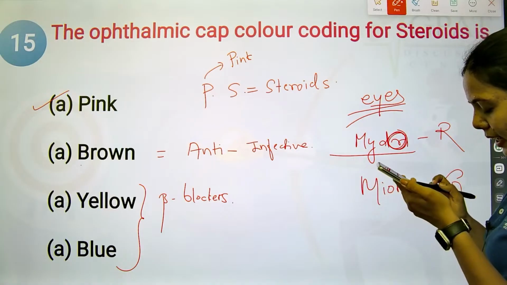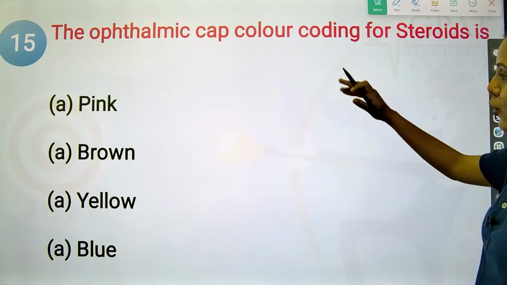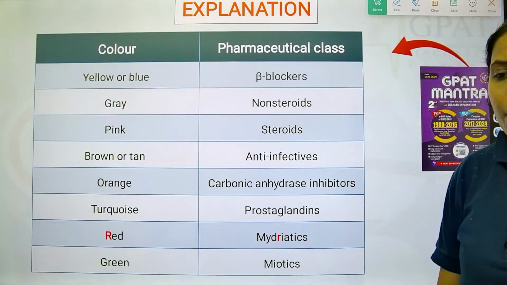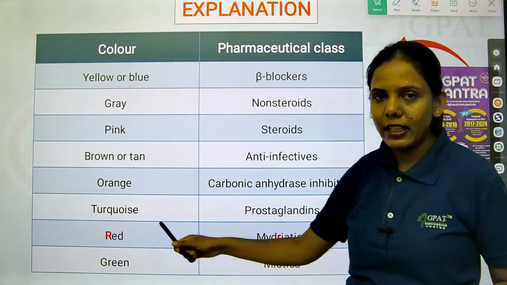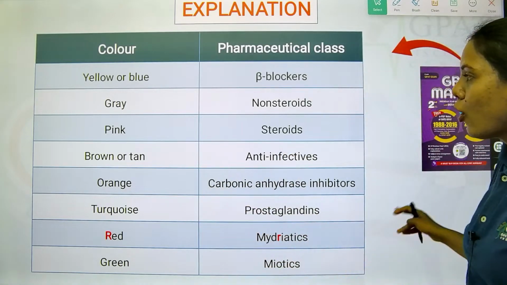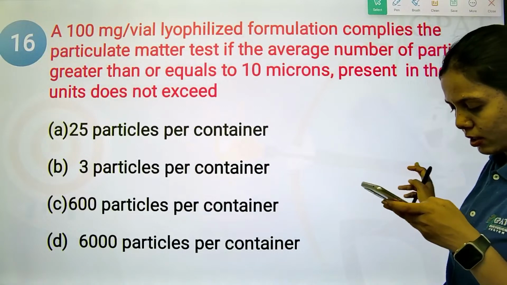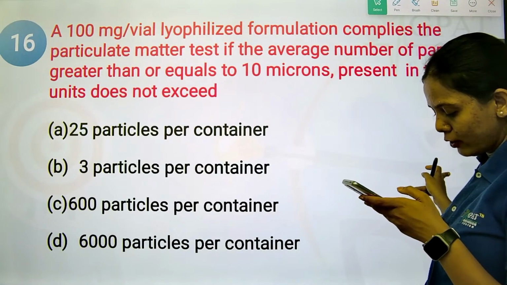Red mydriatics, grey non-steroidal, blue beta blockers. Very good. Chalo. Next question. Pink is the right answer for this question. You can see orange is for carbonic anhydrase, turquoise is for TP. You can remember TP, and grey is for non-steroid, yellow or blue. Very good. Purple is also there. Very good.